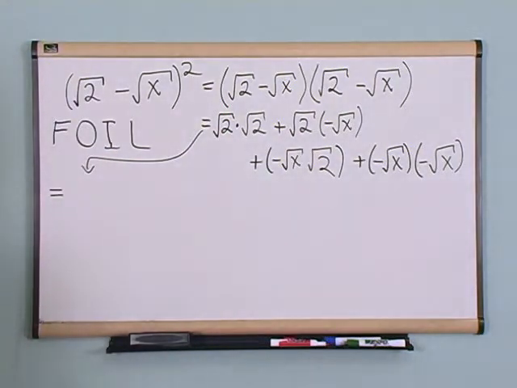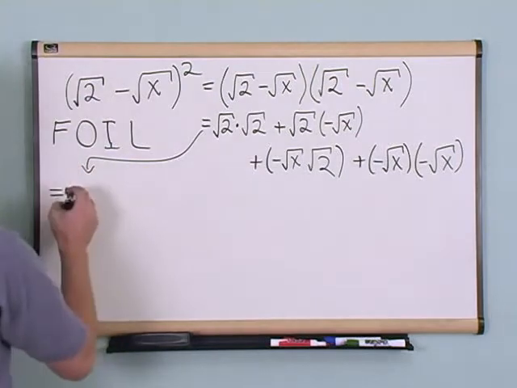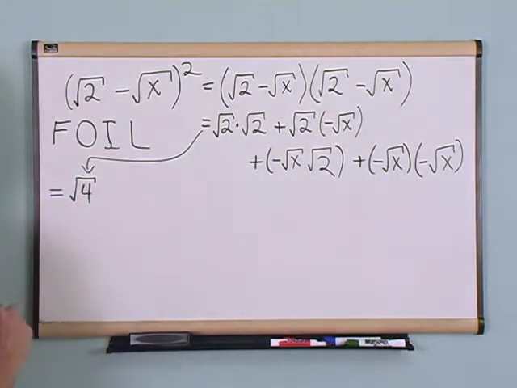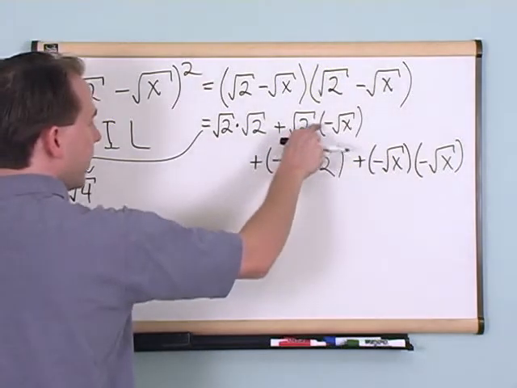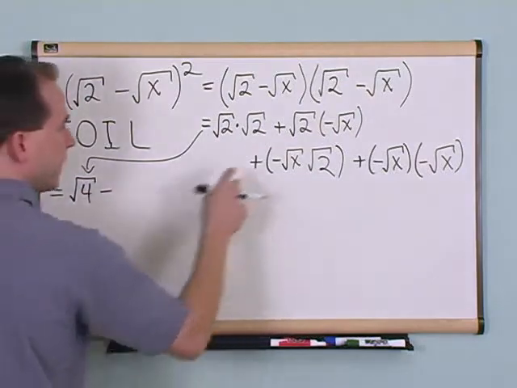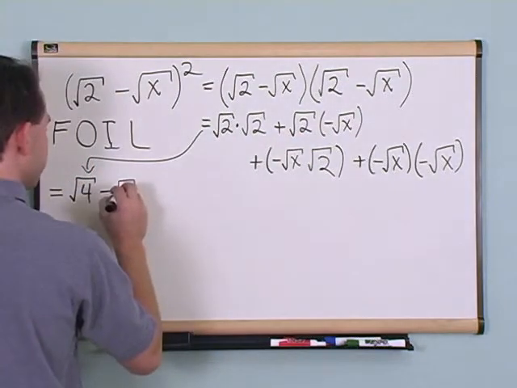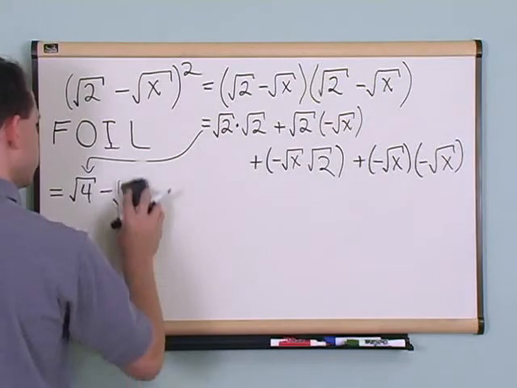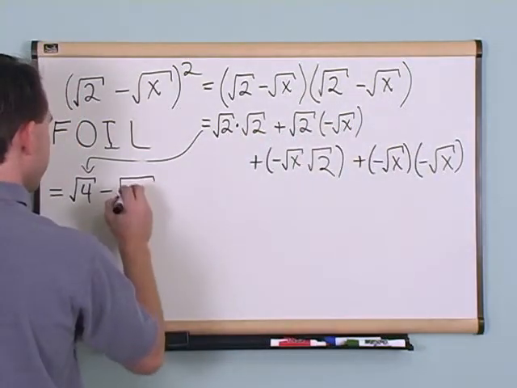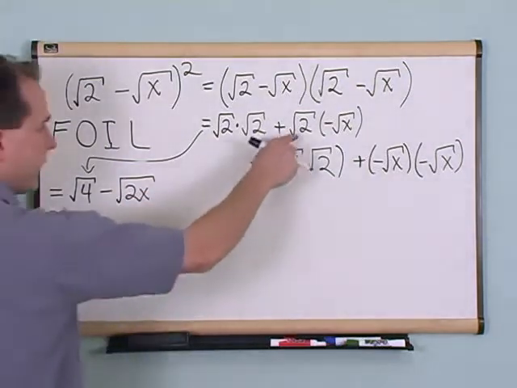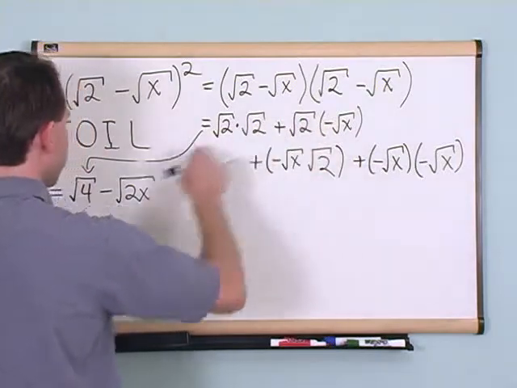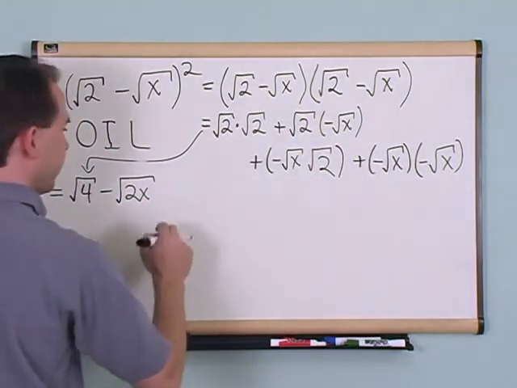Square root of 2 times square root of 2 is square root of 2 times 2 is 4. So I'm going to leave it like that. This term, I've got a negative something times positive something, so I know I'm going to have a minus sign. Square root of 2 times square root of x is going to be the square root of 2x, right? Because I just multiply what's underneath the radical. 2 times x gives me 2x. Negative sign is because it's negative.